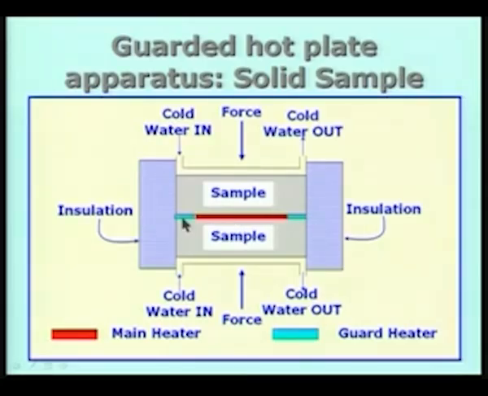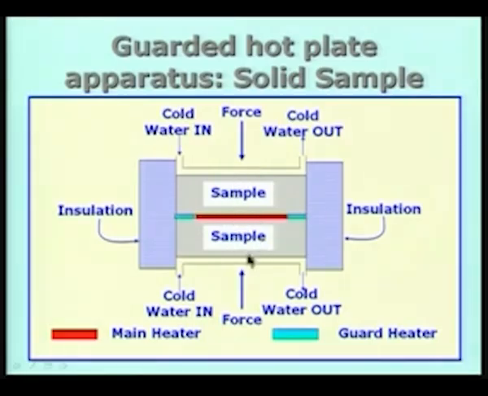I also have the guard heater, which is surrounding the main heater, and what I will be doing is supplying enough heat to the guard heater, so that in the gap between them, there is a physical gap between the main heater and the guard heater, the delta T, the temperature difference, is very small or equal to 0 in the ideal situation. There should be no temperature difference across the gap. If the temperature difference across the gap is 0, that means there is no heat loss from the main heater in the direction perpendicular to this axis.